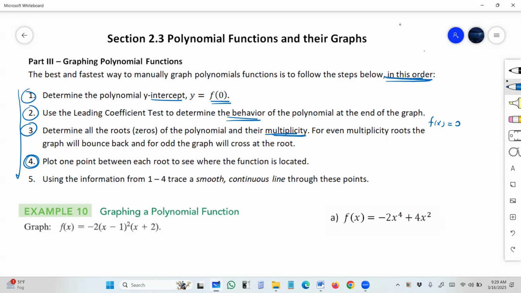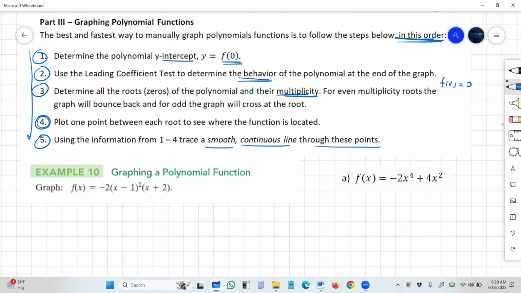And then this may be important or necessary in some cases. We need to know the behavior of the polynomial between each root. So this is important. We need to know exactly where the polynomial is, if it is above the x-axis or below, between each root. And once we have all of these pieces of information, we do step 5, which is to trace a smooth, continuous curve through all of these points, in the direction of the end behavior, to sketch the graph of the polynomial. So these are the 5 things that we have to do. Normally, I suggest you do them in this order, but you may do it in a slightly different order and it will be okay.